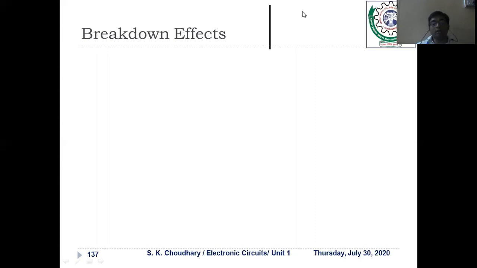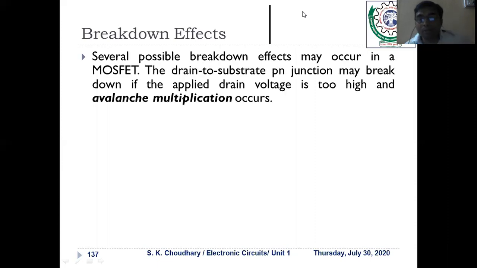Now the next non-ideal IV characteristic is called the breakdown effect. So what is the breakdown effect?